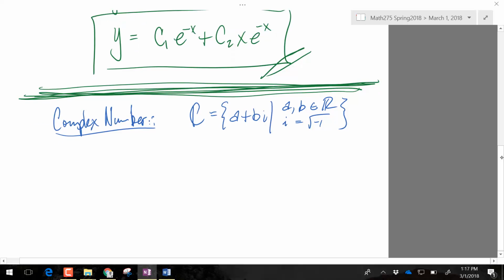What else do you need to know? Not that you need to know, but it would be nice to know that a plus bi and a minus bi are complex conjugates of each other.